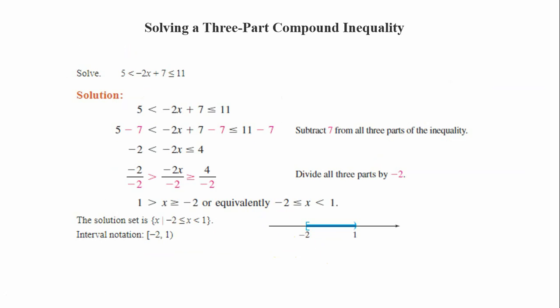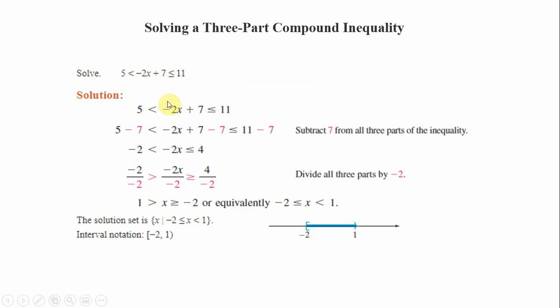This is called a three-part compound inequality. Basically what this is saying is I've got two inequalities. The first is 5 is less than negative 2x plus 7. The second one is negative 2x plus 7 less than or equal to 11. I can put this in just one statement, and I can solve it just by operating on all three at one time. What I want to do is isolate the x in the middle.